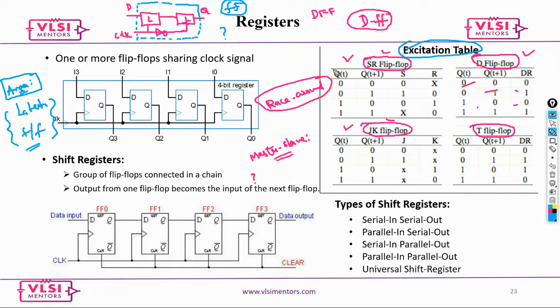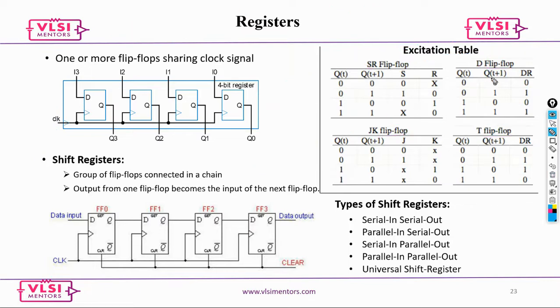So if you look at this, this is your current output. Now this is going to be your next output that you would be looking at. Now, if this is the case, what should be your input?